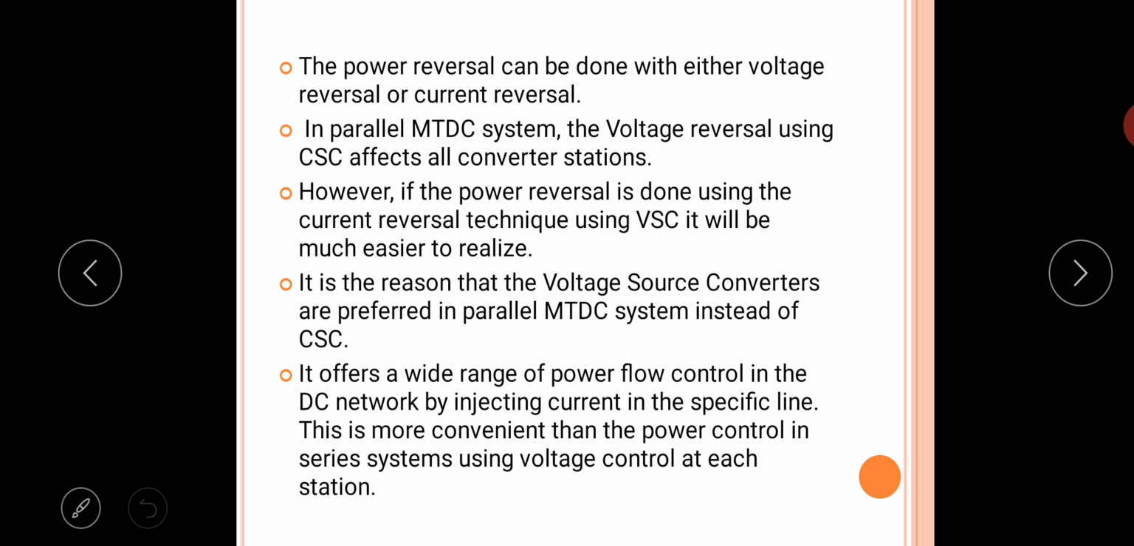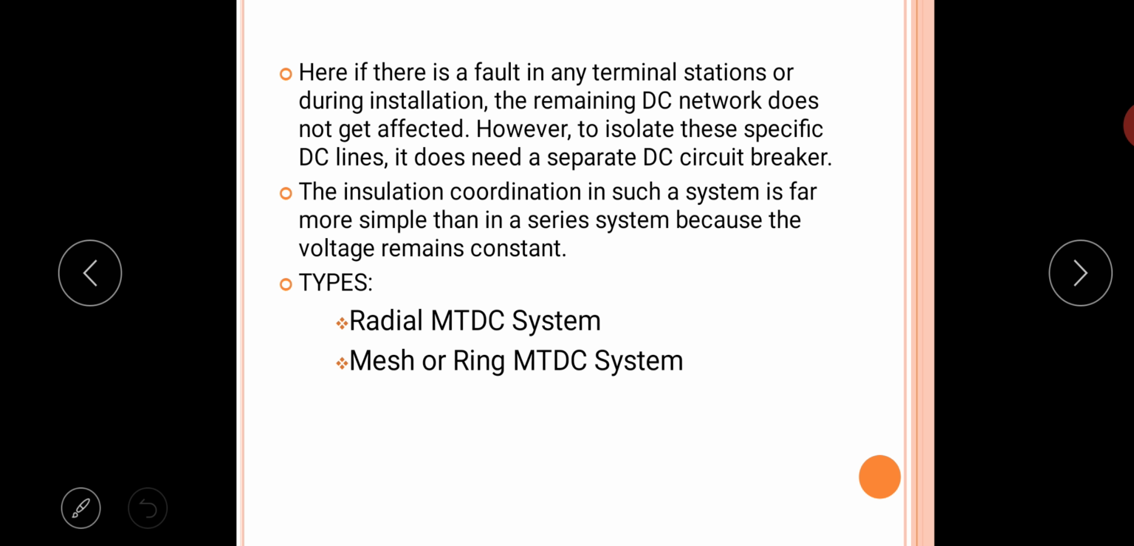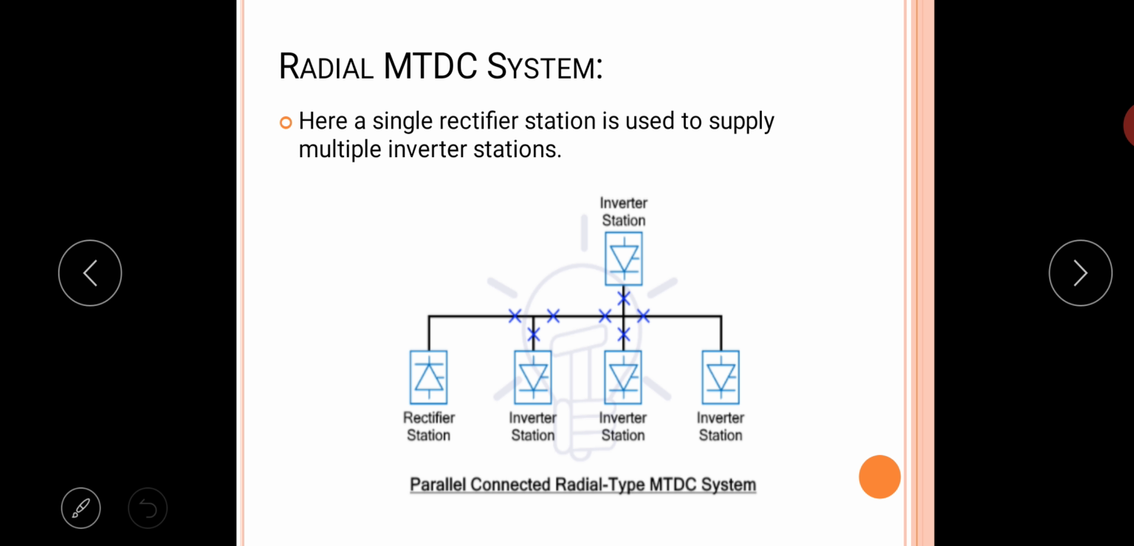It is of two types, which are the radial main system and the ring main system. A radial MTDC system: here, the single rectifier supplies several inverter stations. Here we have several DC circuit breakers placed at the end of the lines. Here, the isolation of one circuit will result in the isolation of at least one or more inverter stations.